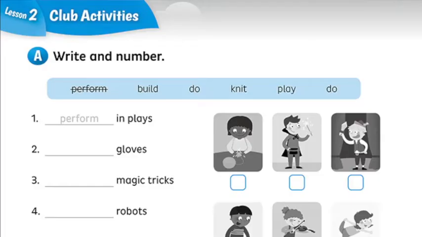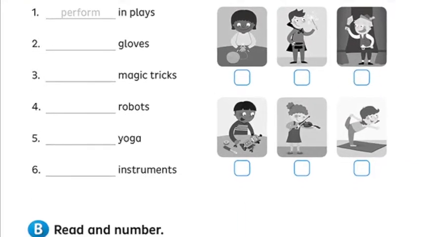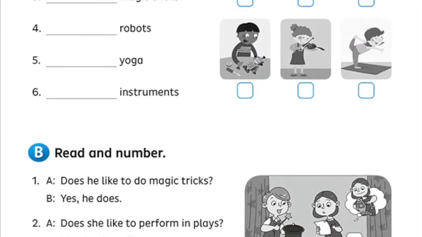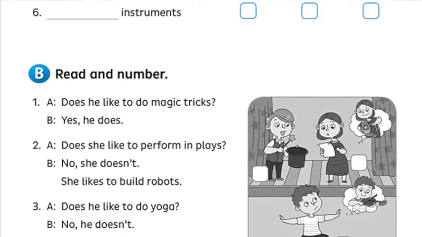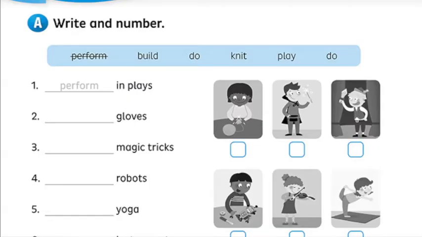So I would want you to go to page number 4 on your workbook. Your workbook is the one with no colors. So if you look at page 4, it should look like this. And we can go ahead and get started with number 1, letter A. Letter A, write and number.